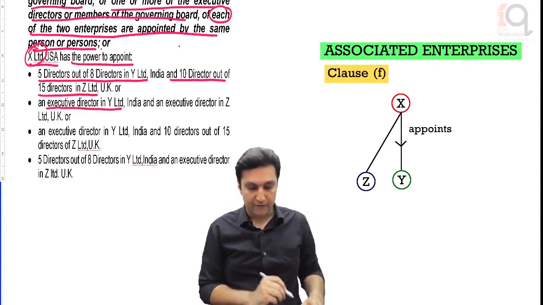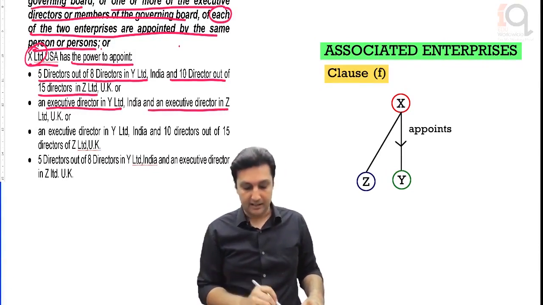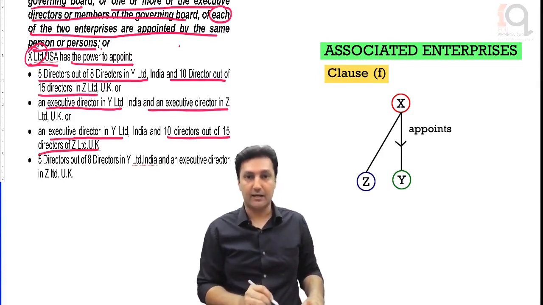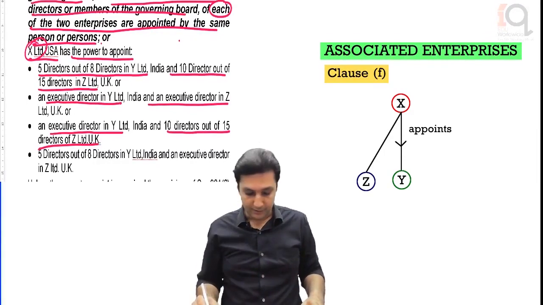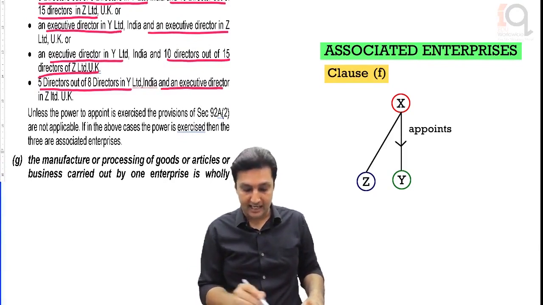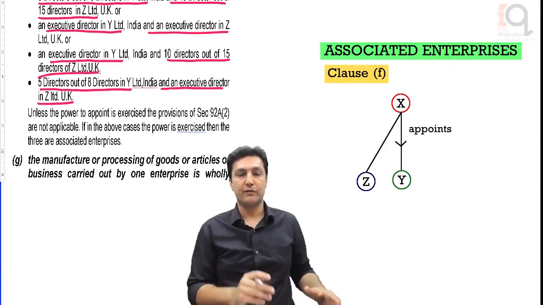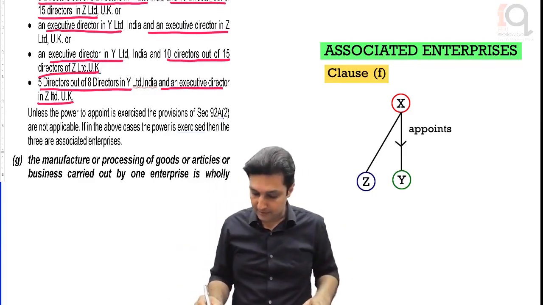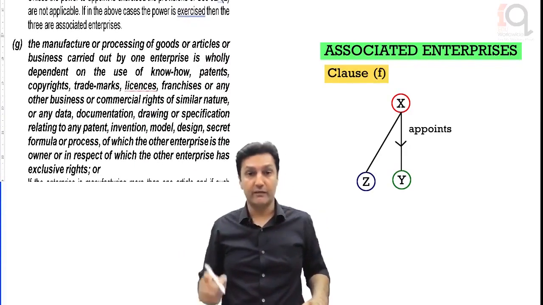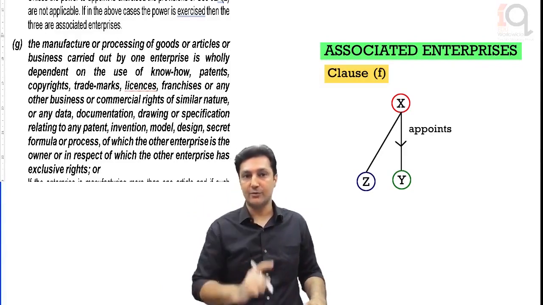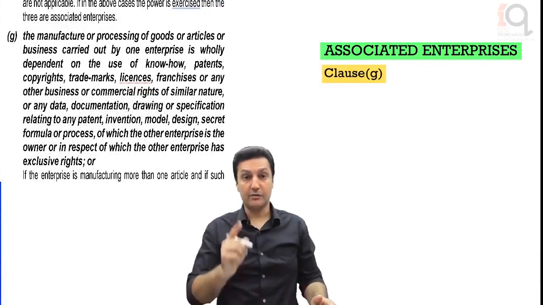An executive director of Y Limited and an executive director in Z Limited, this will become associated. An executive director in Y Limited India and 10 directors out of 15 directors of Z Limited will become associated enterprises. 5 directors out of 8 directors in Y Limited India and an executive director of Z Limited in UK. So whichever way the combination is, these become associated enterprises. But please remember, they will become associated only once the power is exercised. If you have the power which has not been exercised, then the association will not be there. This one becomes even more interesting.